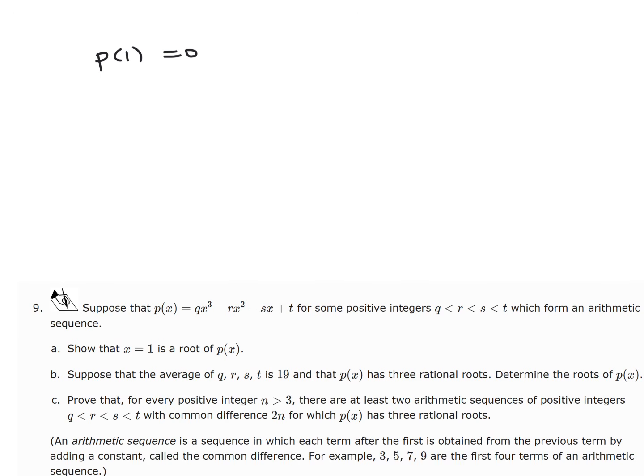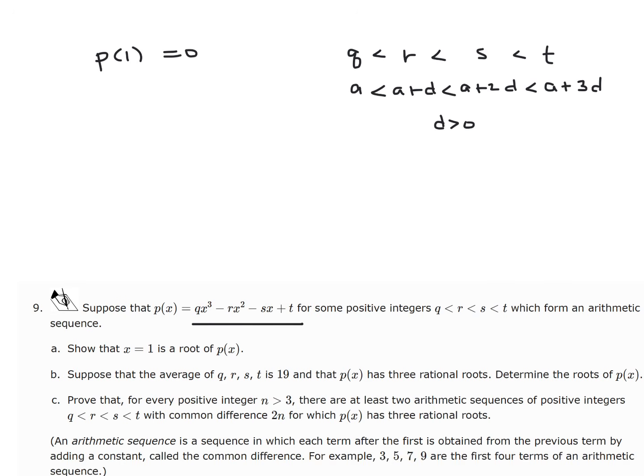Okay. Well, they told me that these variables form an arithmetic sequence. So, an arithmetic sequence is of the form a plus d, a plus 2d, a plus 3d, like that. Where in this case, I believe d is greater than 0. Okay, so then let's plug that into here and let's see what we get. So p at 1 would be, first of all, q minus r minus s plus t, if we just plug in 1 for the value of x, correct?